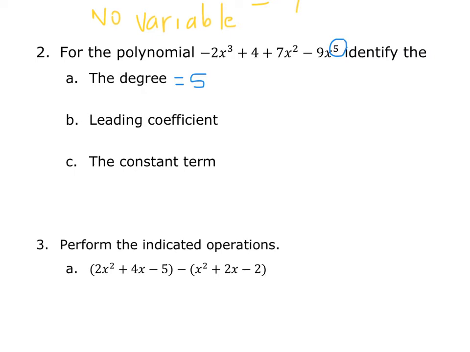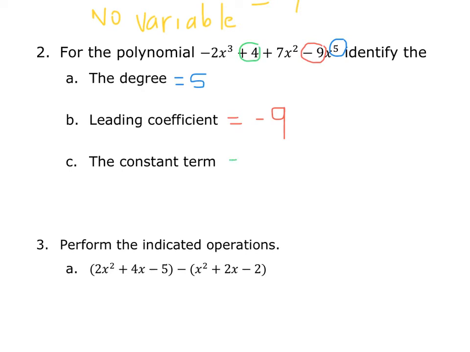The leading coefficient is going to be the coefficient on that term. We want to make sure we include this negative with the 9. And the constant term, when it's in descending degree order, is always going to be the last term, but we're not in descending degree order, so we want the term that has no x.